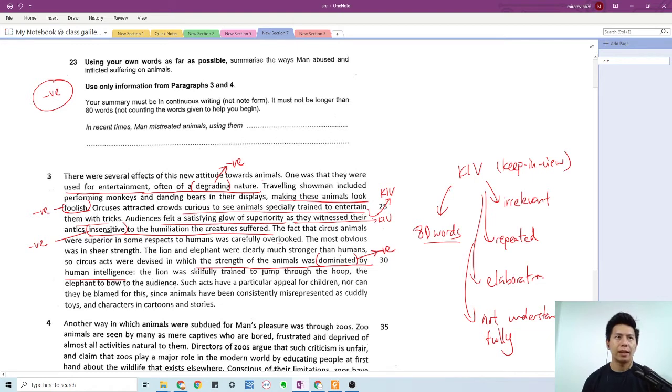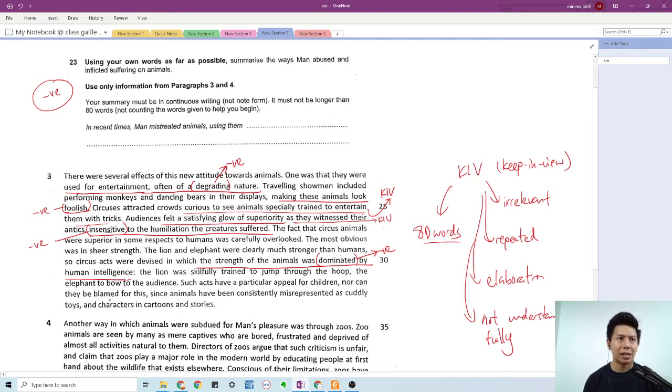So this is something that humans do to animals. Humans dominate the animals. Okay, the lion was skillfully trained to jump through the hoop. The elephant's bow. Okay, this is just examples. I'm not even gonna care about them. Such acts have particular appeal for children. Nothing bad here. No negative word. Nor can they be blamed for this. Children cannot be blamed for this.